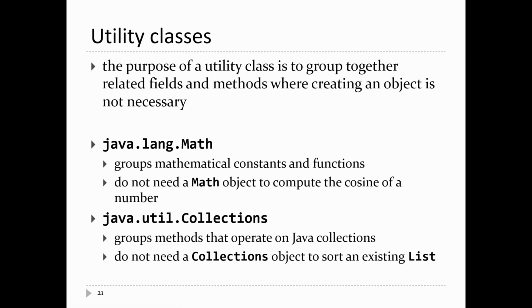java.lang.Math, that's just the mathematical constants and functions. You don't have to make a Math object to call the cosine method. There's no point in making a new Math object. Just use the class to call the method. Collections, those are methods that operate on Java collections.